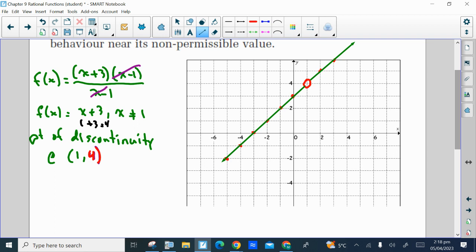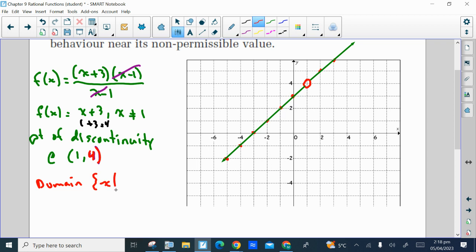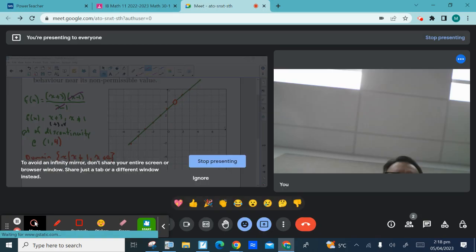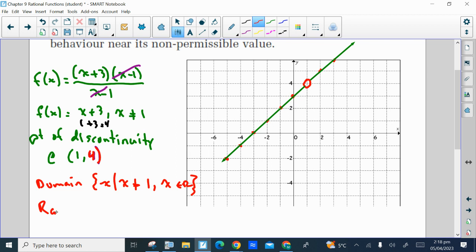If you were asked to state the domain and range of this, the domain of this would be all values of x such that x cannot equal 1, but all other real numbers are part of the domain. The range, all values of y such that y cannot equal 4, but all other values of y belong to the range. Okay?